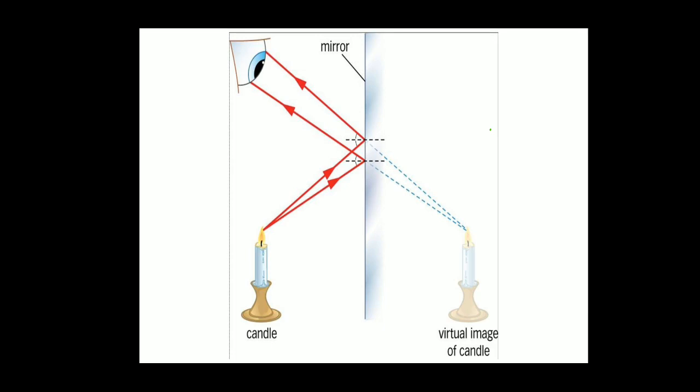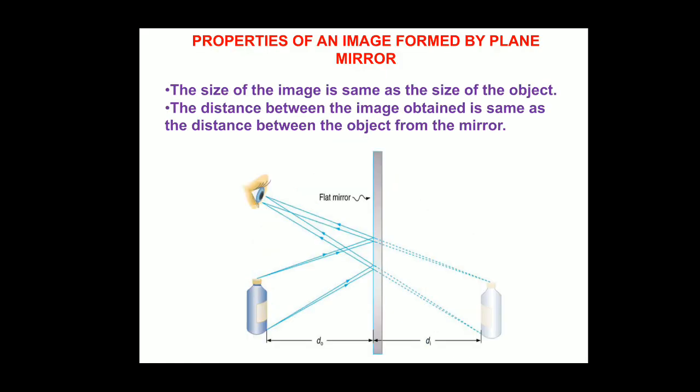Now if you see the object and the image, both are of the same size. See the diagram, you can make out. So what are the properties? Basically, the size of the object and the size of the image remains the same. Generally, when you stand in front of a plane mirror, your face will not be big or small. It is the same size.